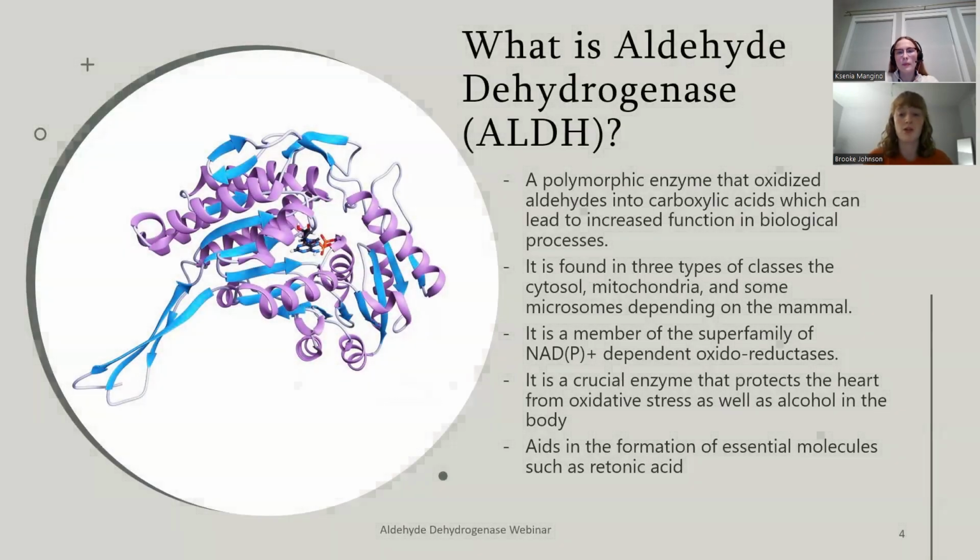So in order to break down ALDH a bit, it's a polyfunctional enzyme that oxidizes aldehydes into carboxylic acids, which can lead to an increased function in biological processes. It is found in three classes in the cytosol, mitochondria, and some microsomes, depending on the mammal. It is a member of the superfamily of NADP plus dependent oxidoreductases and is a crucial enzyme that protects the heart from oxidative stress as well as alcohol in the body. And as well, ALDH aids in the formation of essential molecules such as retinoic acid.